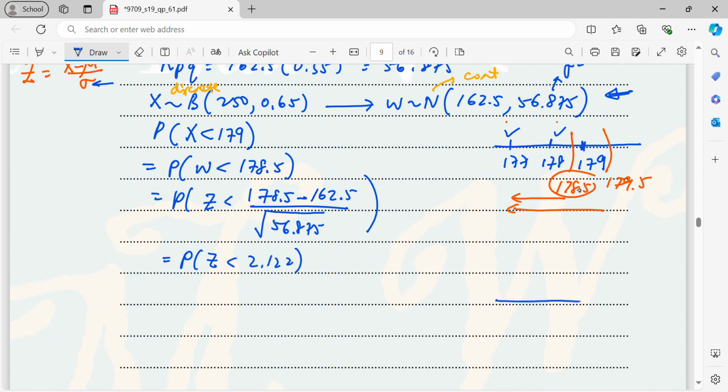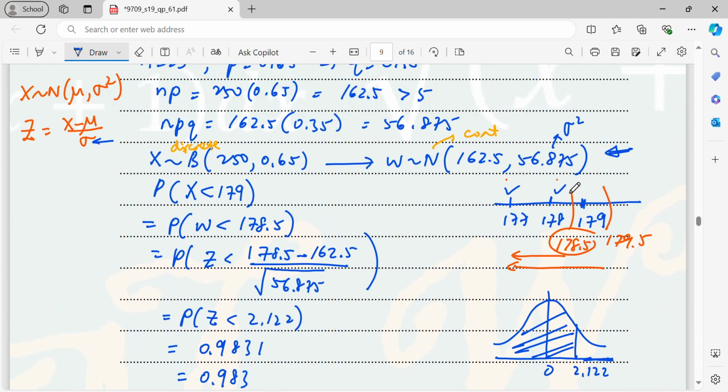And then now when you refer to the graph, normally right after you standardize the normal variable, you sketch a graph. Because of less than, the region is towards the left side, and the critical line has this value 2.122. Therefore, the region is given in the table. Then you can just read the probability from the table to get this value and round up to 3 significant figures, that is 0.983. So this is the solution for this question.